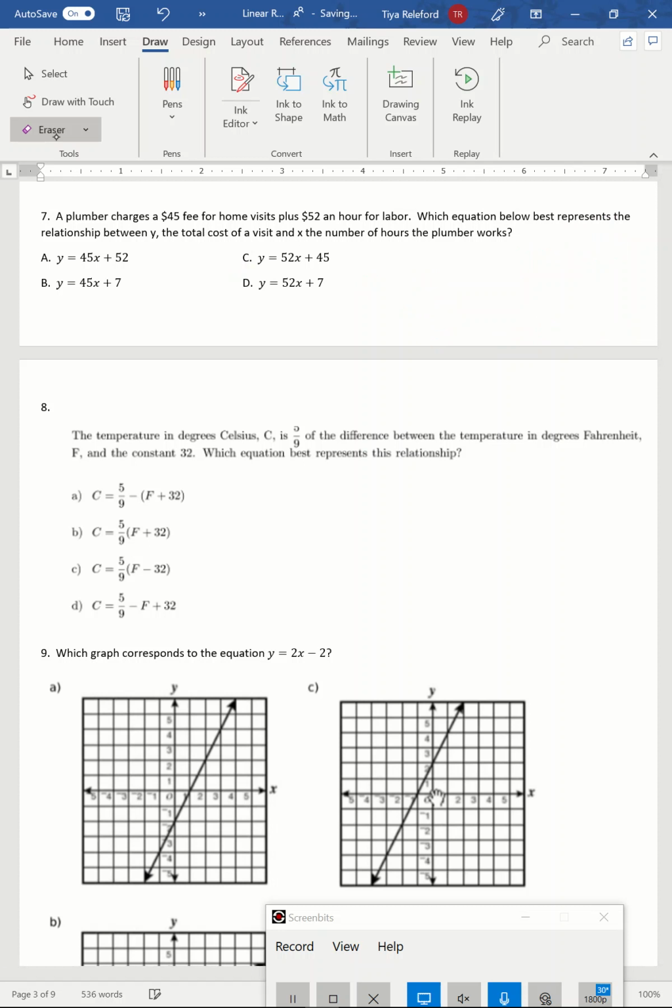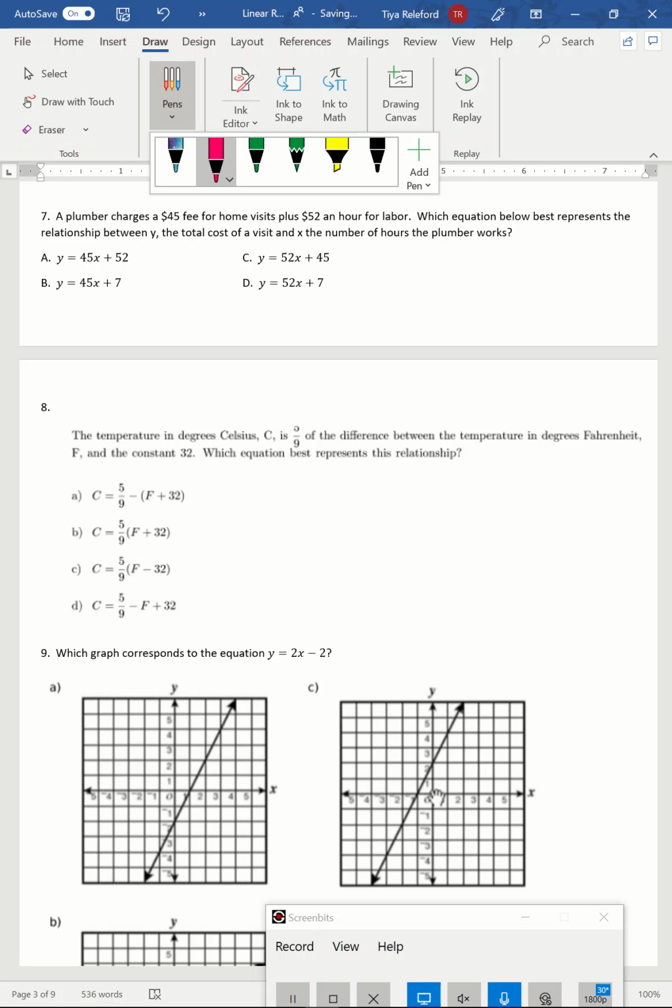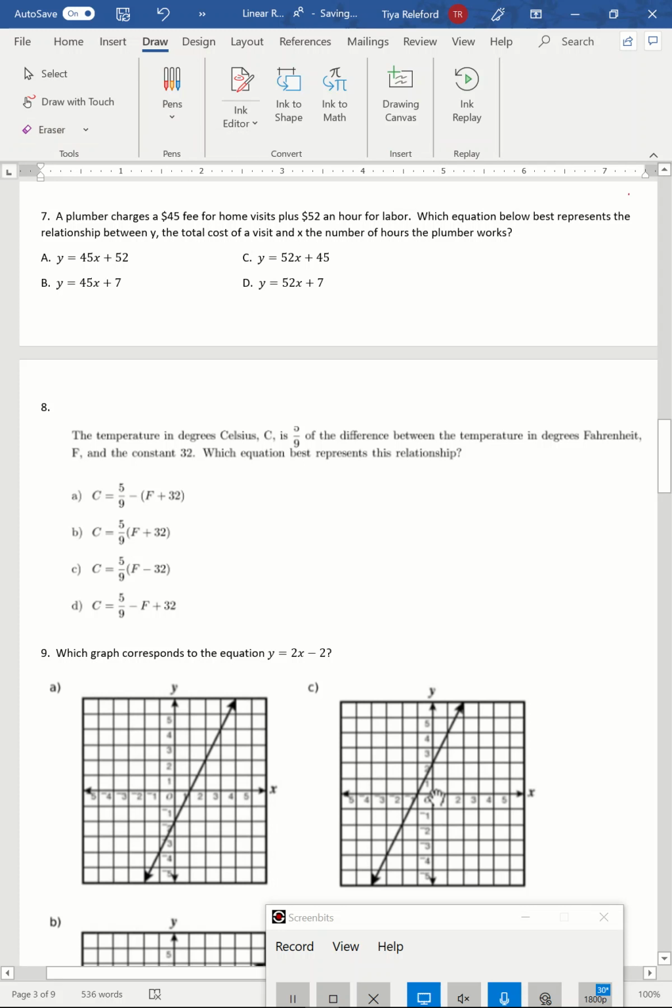All right, number 7 is a lot like number 5, where I said it wasn't really fair to give it to you, but your teachers are mean and we did it to you anyway. Which equation represents the relationship between y, the cost of the visit, and x, the number of hours the plumber worked? So he charges $45 fee plus $52 an hour.